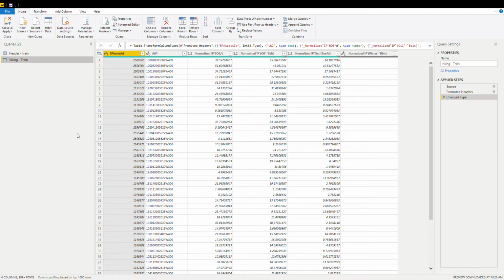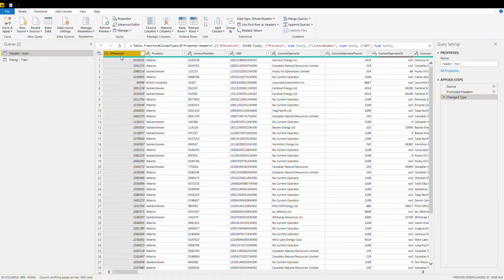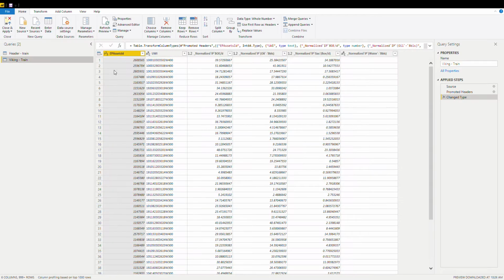When you pop open the regression analysis file, what you'll find is your target vectors here, as well as the EP asset ID key. This is your key to join this data set up against the header data set. And what you want to do then is filter out the nulls to make sure that you have only the wells contained within this data set.